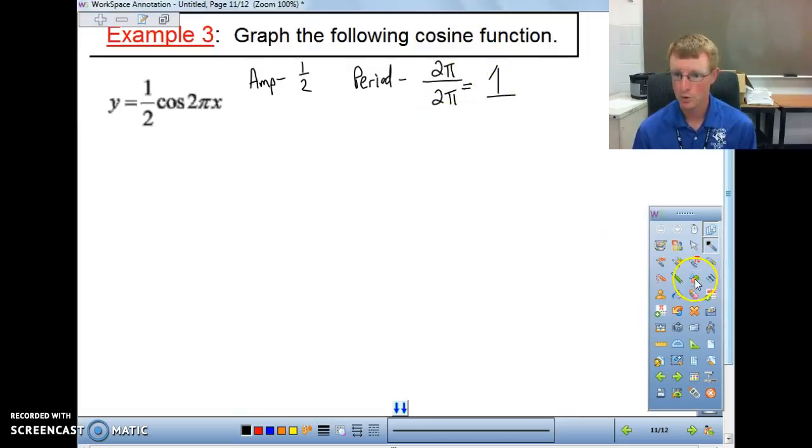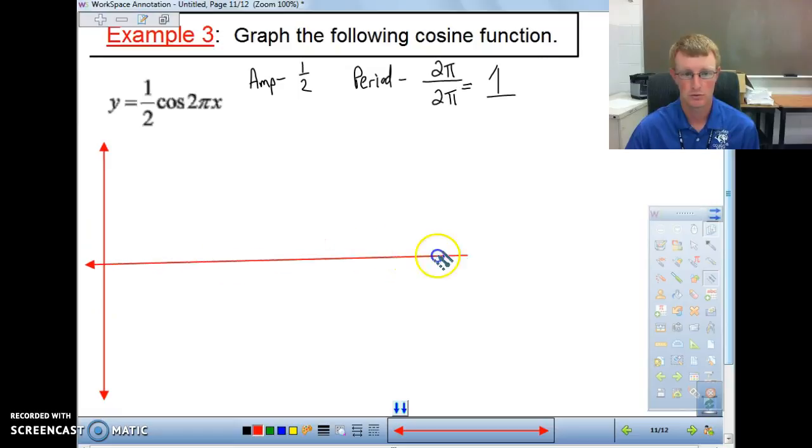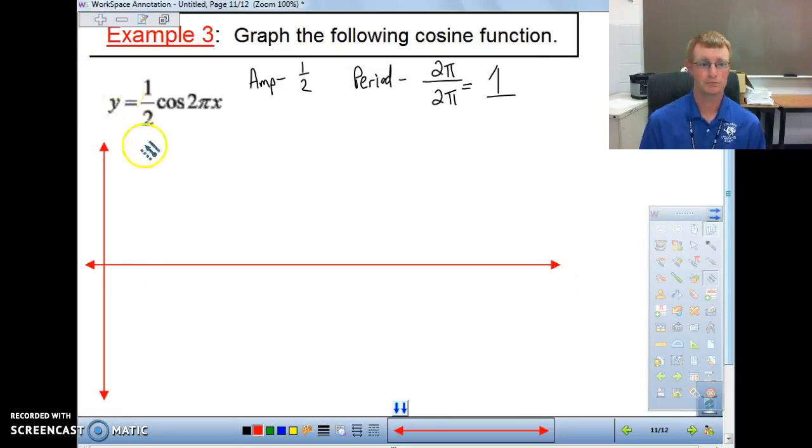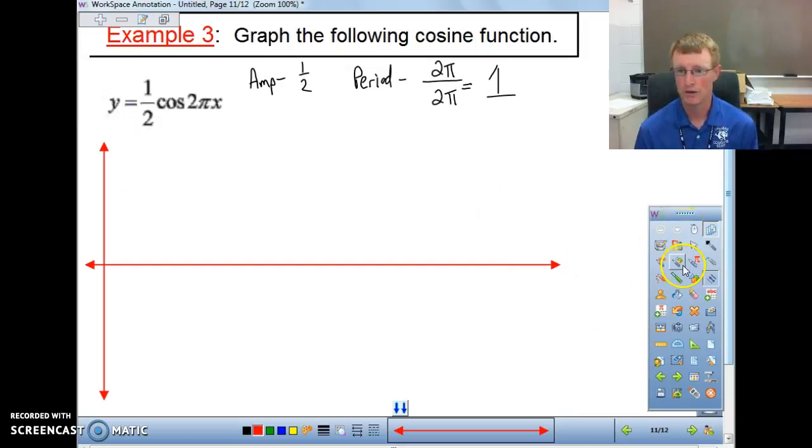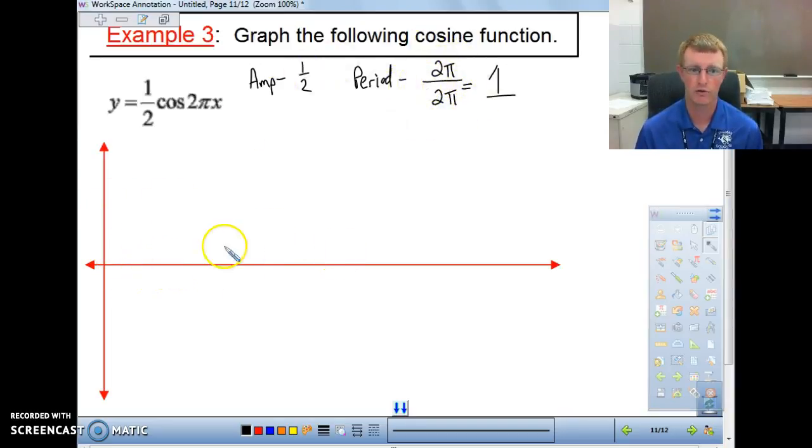So when I go through and try to graph, it's going to be the same concept. But now, our intervals are not going to be pi halves, pi, 3 pi over 2, and 2 pi anymore. We know that our very last point has to be 1, because that's going to be where the period of the graph ends.